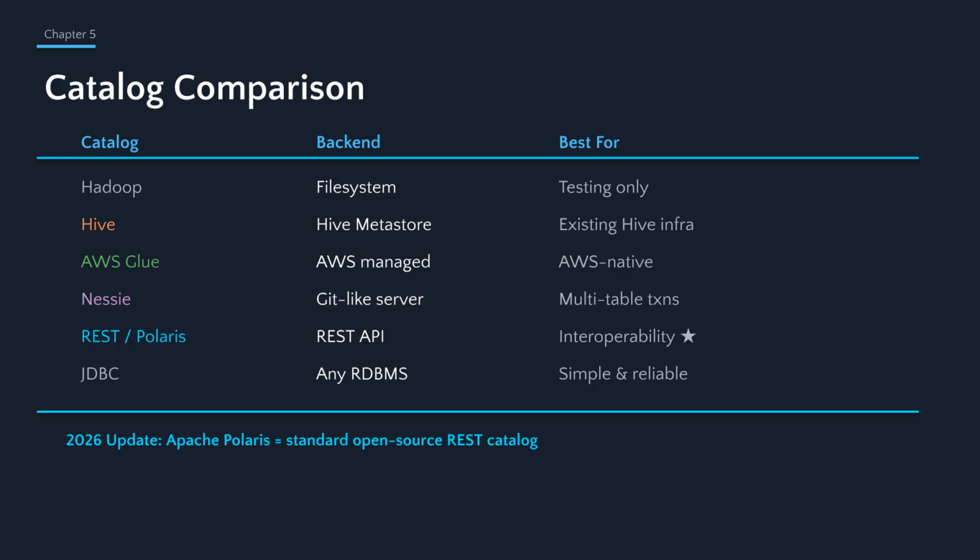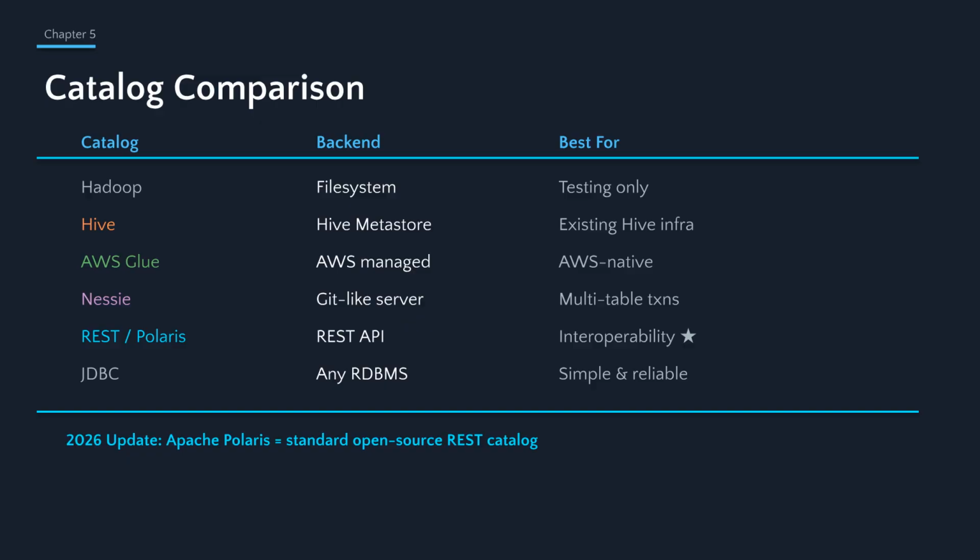The Hadoop catalog is the simplest, using a version-hint.txt file for the current metadata version. On S3, non-atomic operations can cause inconsistencies, so it's mainly for local testing. The Hive catalog uses the Hive metastore with proper locking for atomic updates, ideal if you already run Hive.